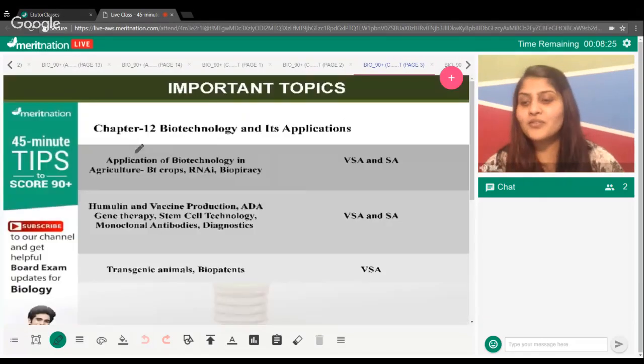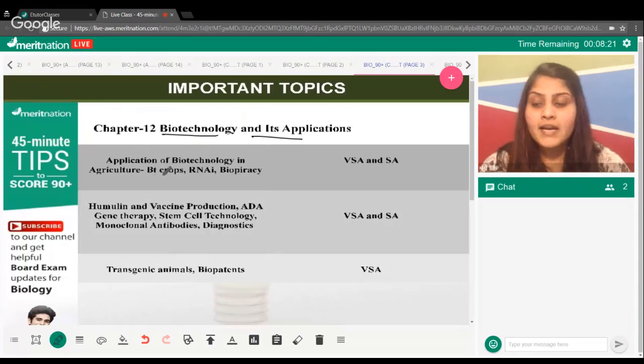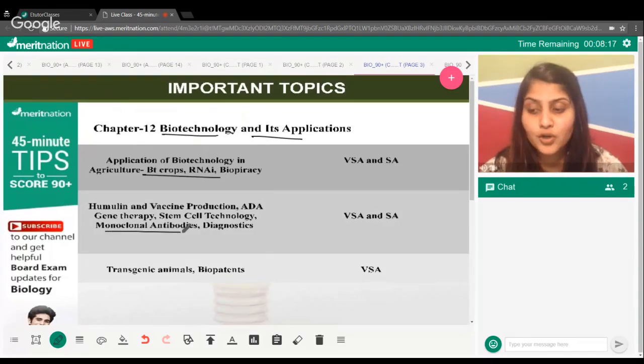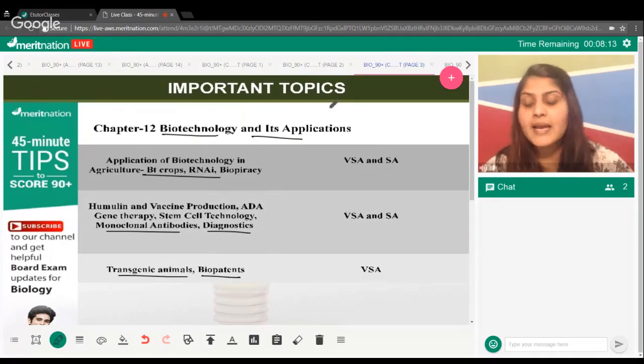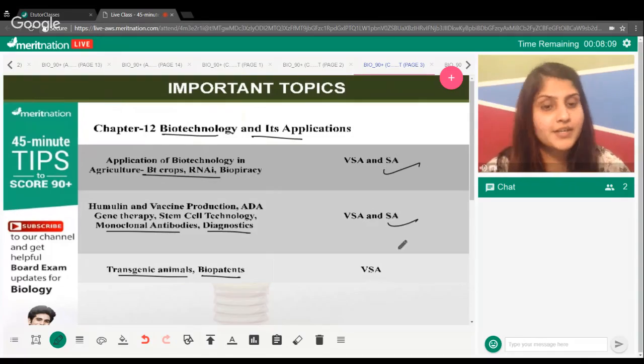Moving on to biotechnology and its applications quickly. Applications of biotechnology in Bt crops, RNAi, monoclonal antibodies, diagnostics, transgenic animals, and biopatents. Please make sure you read that. You are likely to get short answers from this particular chapter.